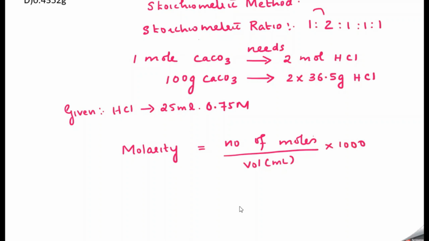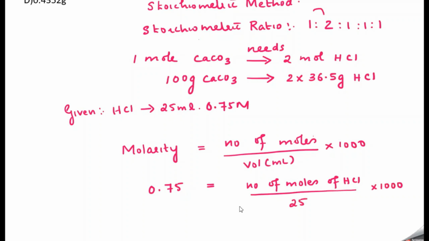So what is the molarity of the solution? They mentioned here it is 0.75. Number of moles of HCl is what we need to find out. Now the volume of the solution is how much? 25 divided by 1000. So if you cancel this, you will get 25 into 4, so this will become 40, correct? So the number of moles of HCl is equal to 0.75 divided by 40. This is the number of moles of HCl I am getting.